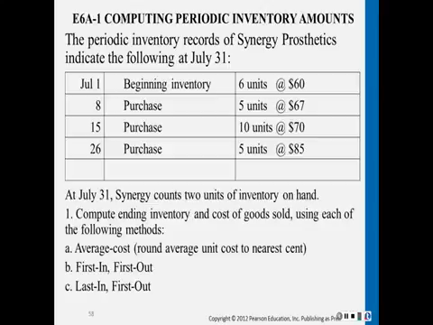Exercise 6A1 reviews how to compute inventory amounts. The periodic inventory records of Synergy Prosthesis indicate the following at July 31st. At July 31st, Synergy counts 2 units of inventory on hand. Compute the ending inventory and cost of goods sold using each of the following methods: average, FIFO, and LIFO.